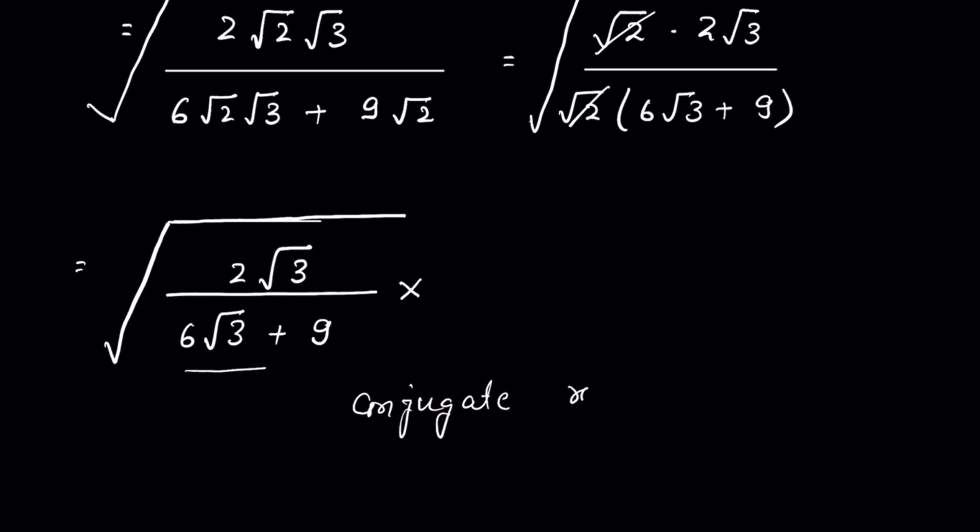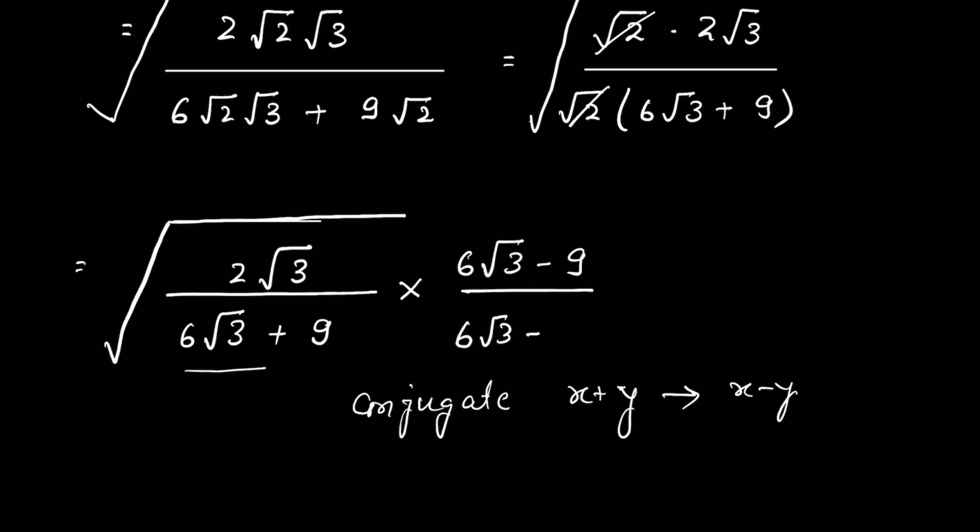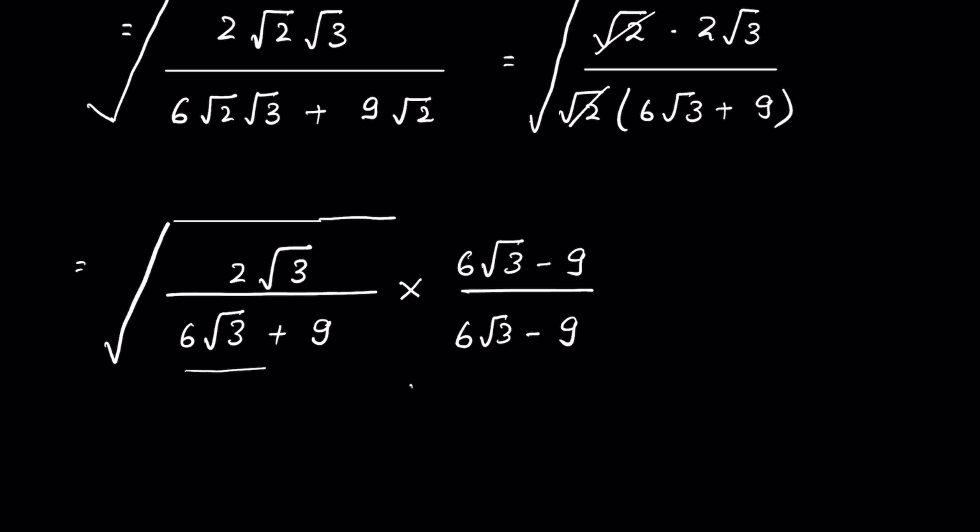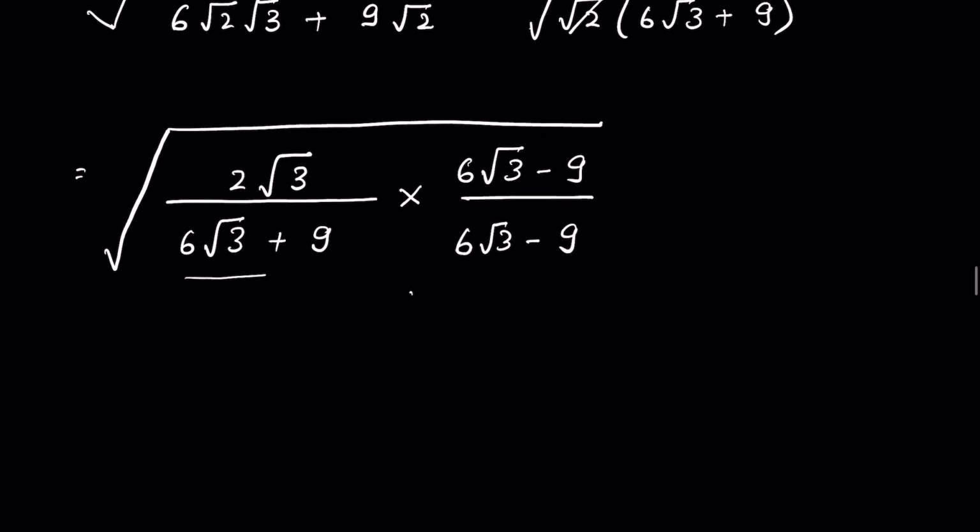Conjugate of x plus y is x minus y. So conjugate of 6 times square root of 3 plus 9 will be 6 times square root of 3 minus 9. So we multiply and divide by 6 times square root of 3 minus 9, because it's like multiplying by 1, and that doesn't change anything. So we are not changing the question, we are rationalizing it.